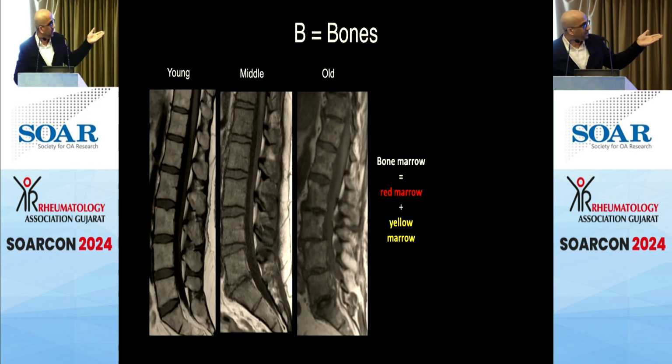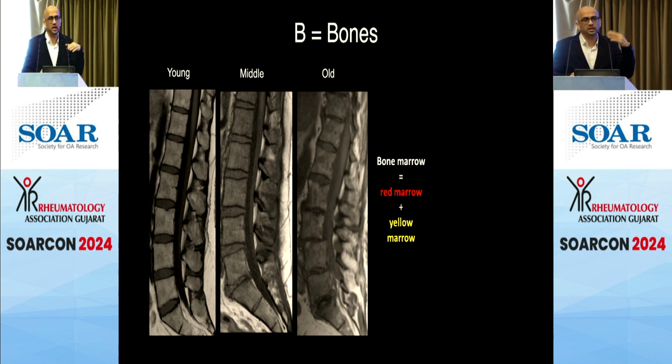You will see that these are normal marrow changes, and as a person ages, you will find that there is more fatty marrow reconversion. The hemopoietic marrow is lesser and the yellow marrow is more. So you will see this kind of variegated appearance. These are normal marrow changes. These are not abnormal. In all the three examples, the vertebral body signal is higher than the disc space, which is how it should be.